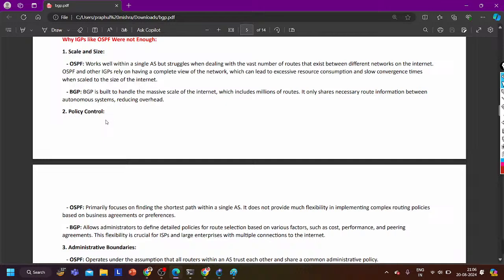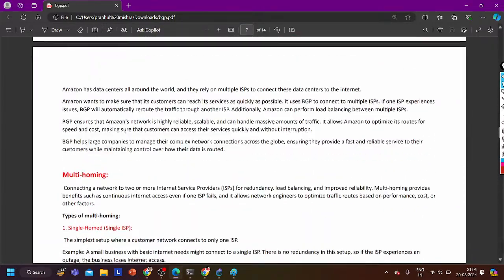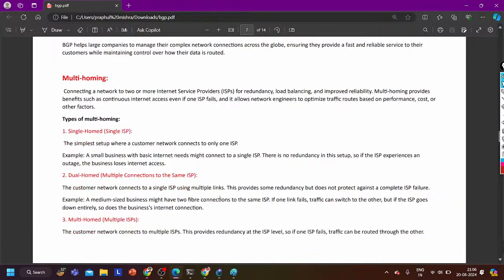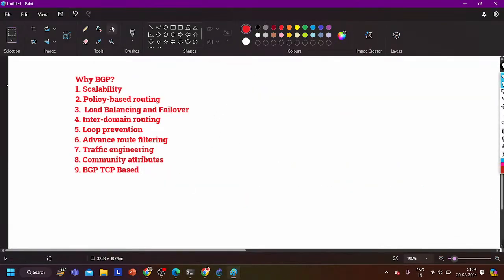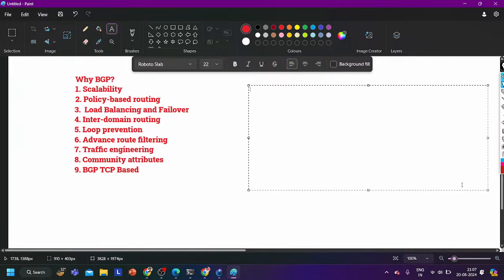Any sort of confusion till here? Any doubt? Because now you are going to understand where to use the BGP routing protocol, and also multi-homing. How many of you know multi-homing? The second topic is where to use BGP. Can anyone tell me a few examples of where to use BGP?